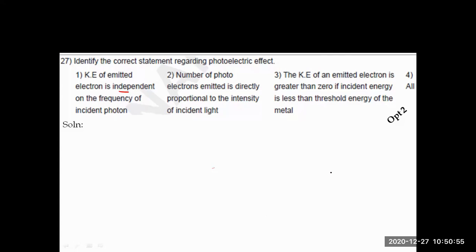So see, kinetic energy of emitted electron is independent. What is actually photoelectric effect? When a metal is exposed to radiation of suitable frequency, electron gets emitted. This is the photoelectron. The metal can eject electron only for a particular frequency, called the threshold frequency, and the corresponding energy is called the threshold energy. So it cannot be independent. You have to incident a radiation of minimum threshold frequency.